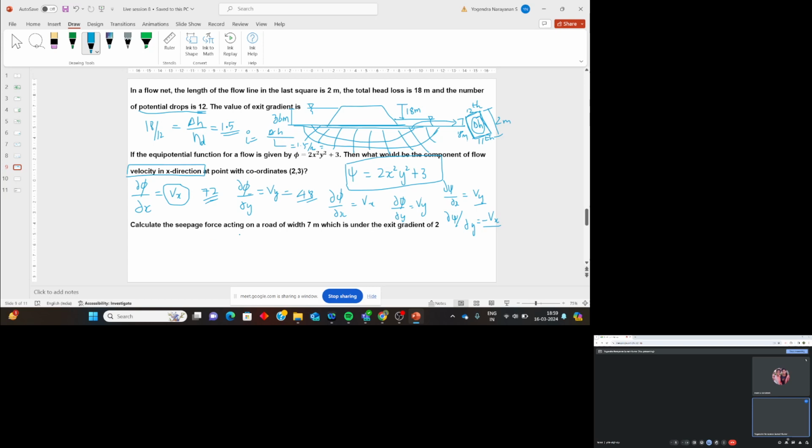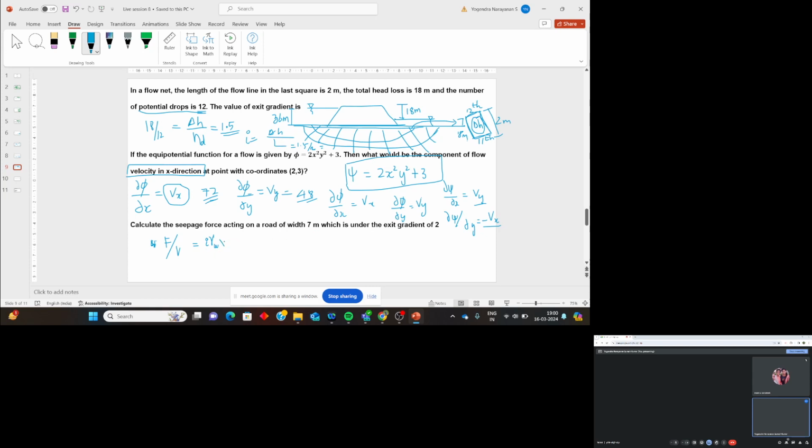Calculate the seepage force acting on a road of width 7 meters and under an exit gradient of 2. Okay, exit gradient. What is known as seepage force? Seepage force per unit volume is i into gamma W. Those formulas are not told, sir. Yes, in lecture, force F by V, that formula. Yes, seepage force per unit volume is i gamma W.